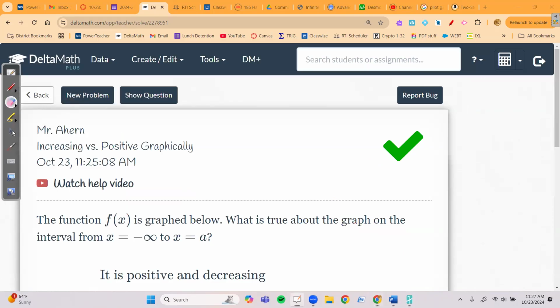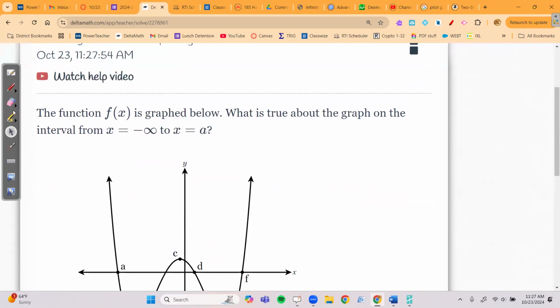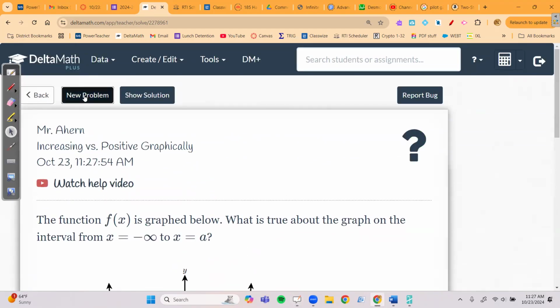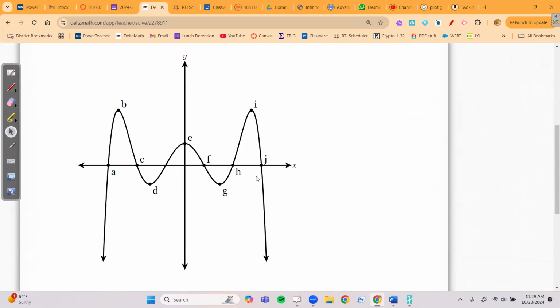Let's try another one. A new problem. No, that's the same one. Let's get a better one. Okay, this is good. From C to D. So I'm going to highlight it for you. It runs right here to right here.